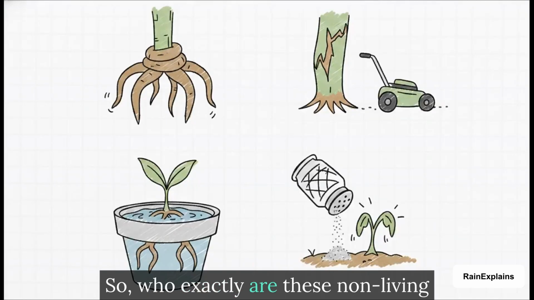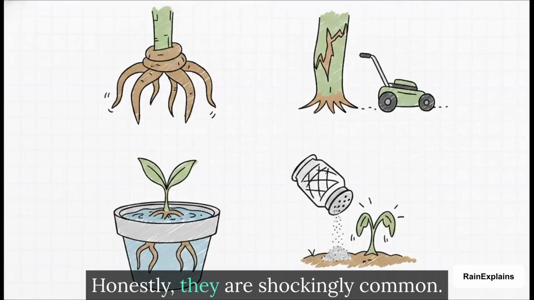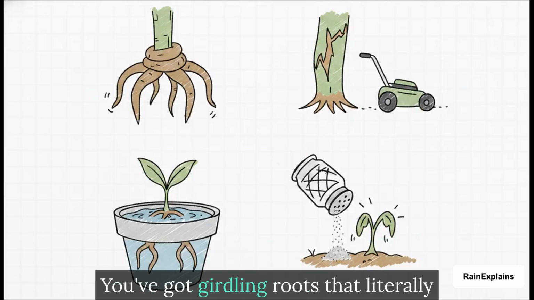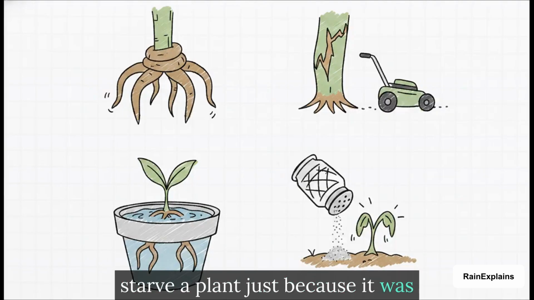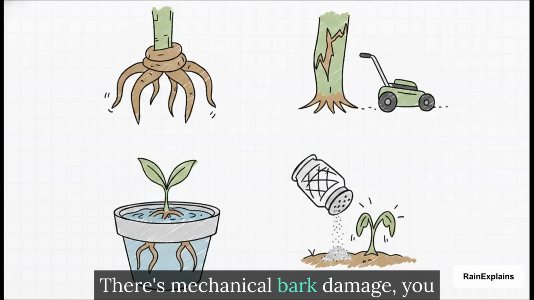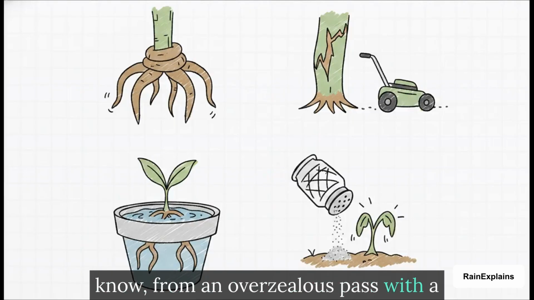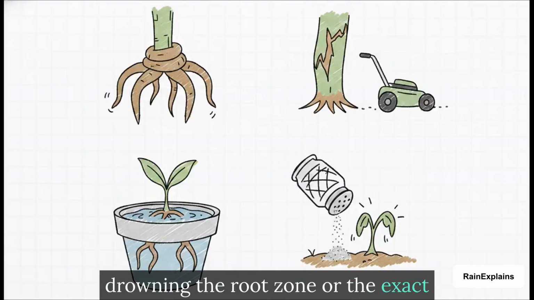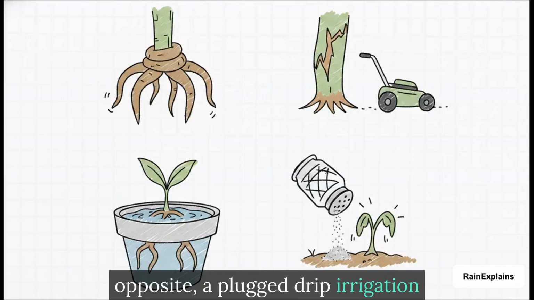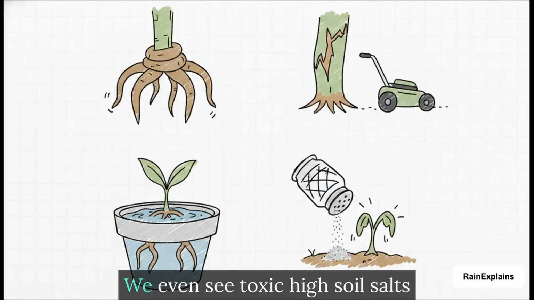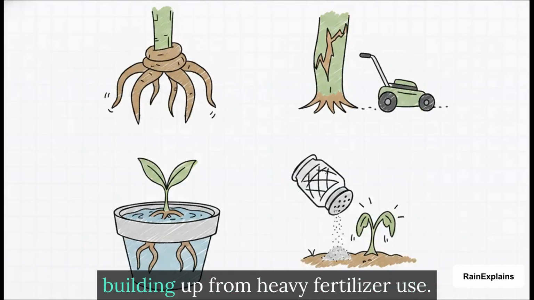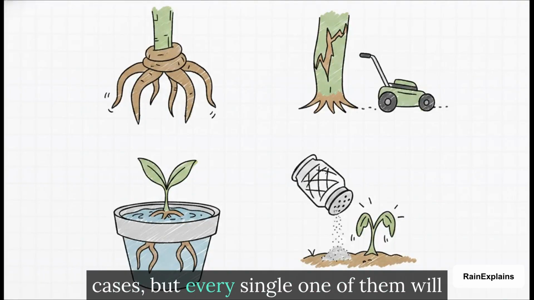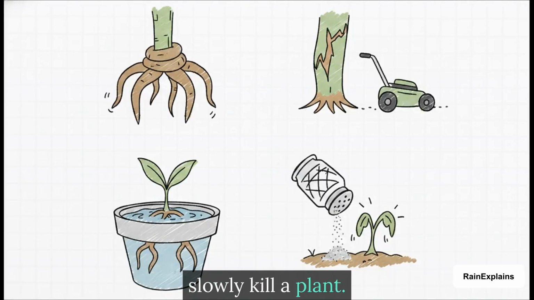So who exactly are these non-living culprits? Honestly, they are shockingly common. Just run through this lineup of usual suspects. You've got girdling roots that literally starve a plant just because it was planted too deeply. There's mechanical bark damage, from an overzealous pass with a lawnmower. You might have standing water just drowning the root zone, or the exact opposite, a plugged drip irrigation emitter causing a silent drought. We even see toxic high soil salts building up from heavy fertilizer use. None of these are contagious diseases, but every single one of them will slowly kill a plant.